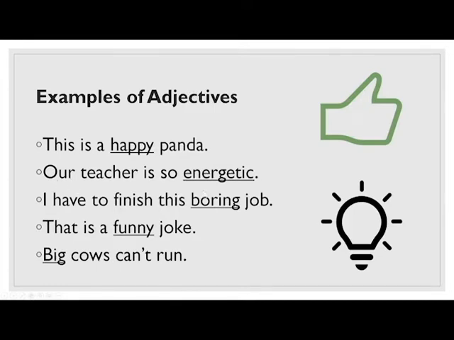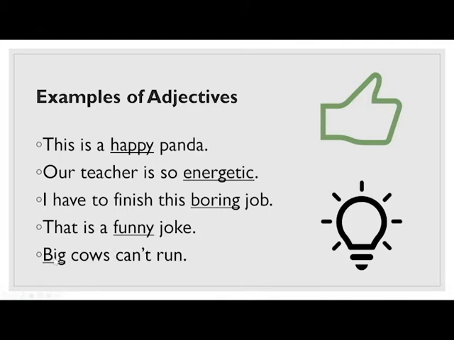Our teacher is so energetic. So this is another example of an adjective, which is the word energetic, which gives you information about your teacher. The next sentence is, I have to finish this boring job. You can see that boring is an adjective that defines the job. Job is a noun. That is a funny joke. So in this sentence, funny is an adjective that gives you information about the word joke.